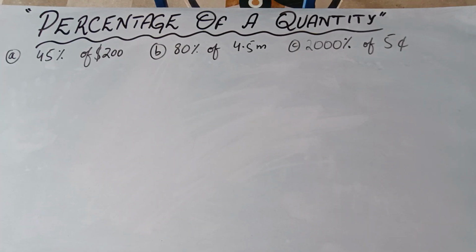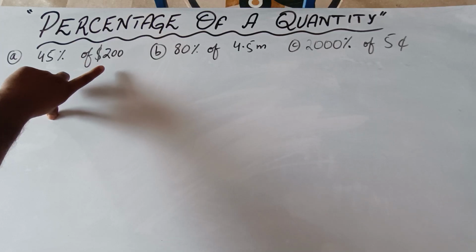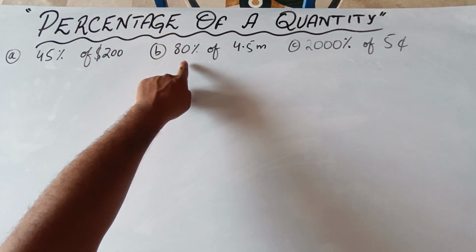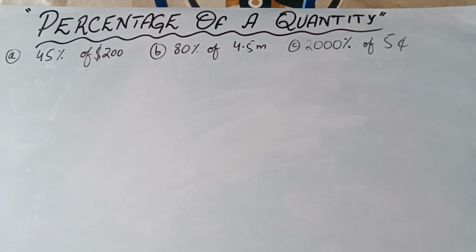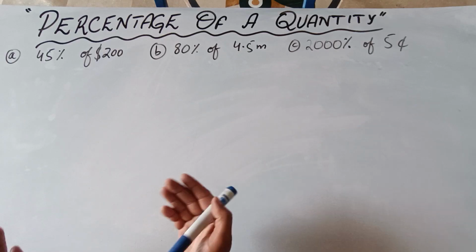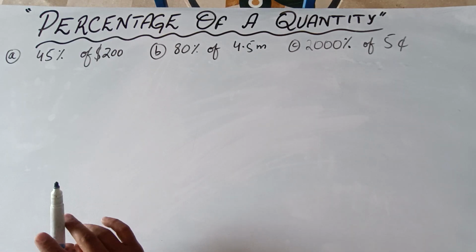For example, in the question in front of you, we need to find 45% of $200, 80% of 450 meters, and 200% of 5 cents. So in these types of questions, how do we find the percentage? These are very related to real life problems. So how do we find these percentages?